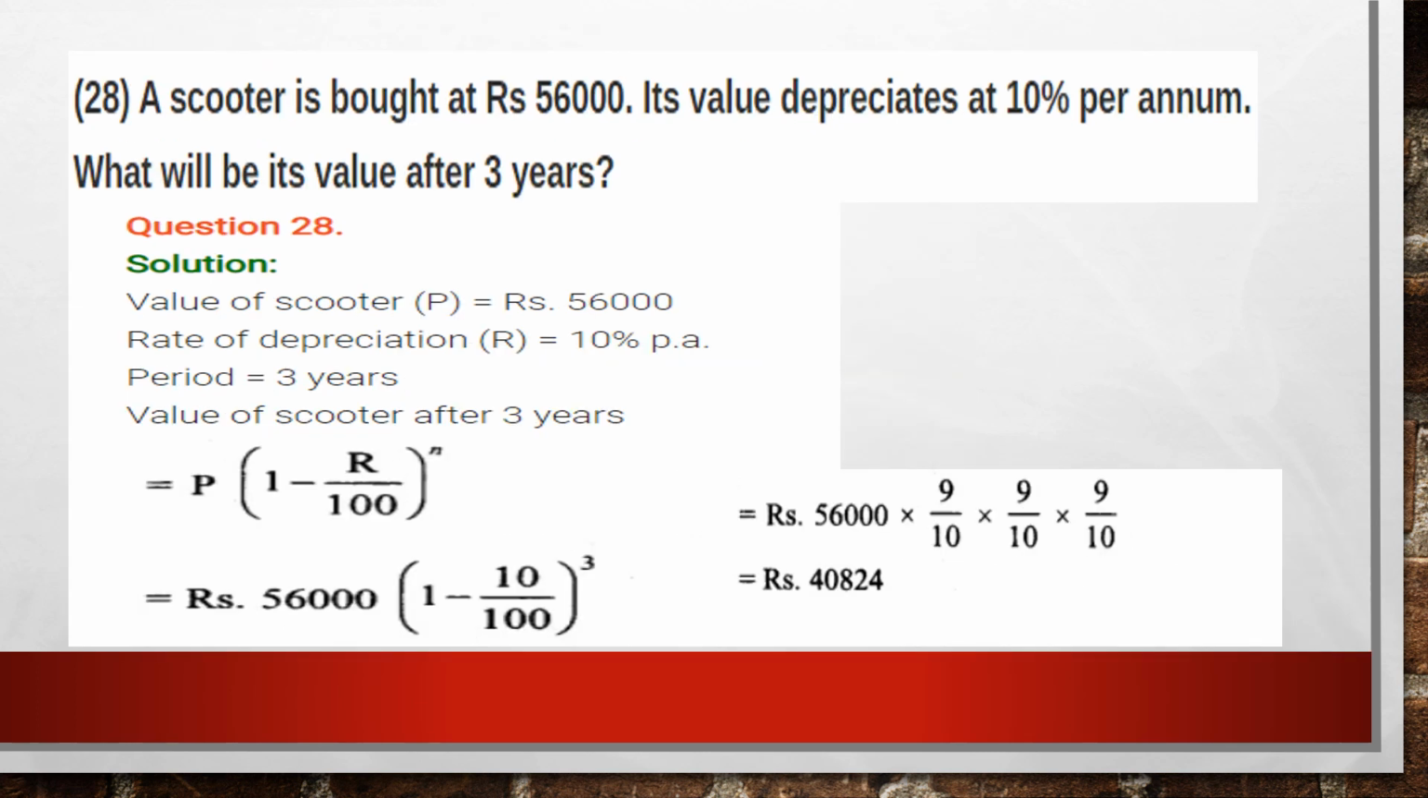A scooter is bought at rupees 56,000. Its value depreciates at 10% per annum. What will be its value after 3 years? The value of the scooter is 56,000. Rate of depreciation is 10%. Period equals 3 years. The value of the scooter after 3 years is P into (1 minus R by 100) power n. Since the scooter is on the road, its value depreciates every year at 10%. Now, after substituting the values, we get 40,824.